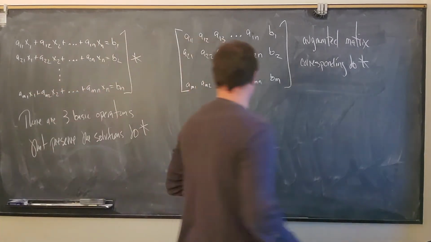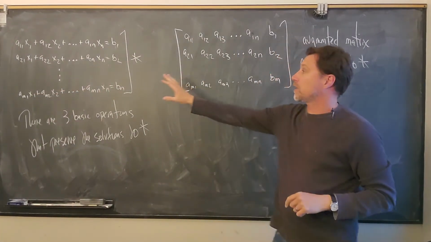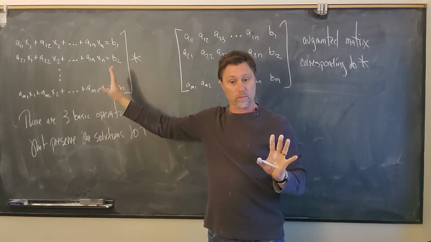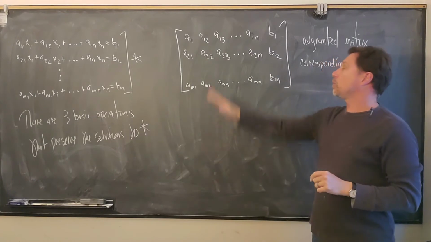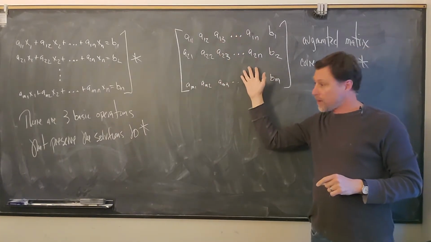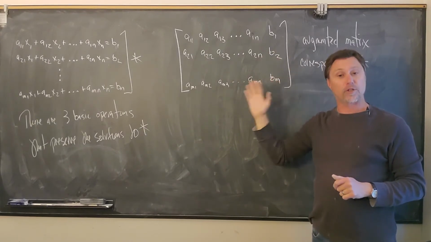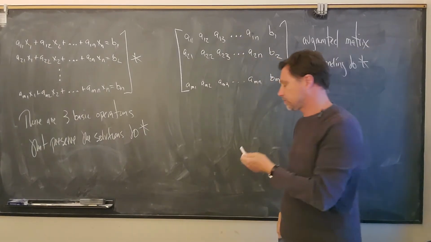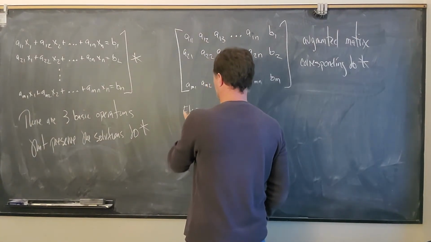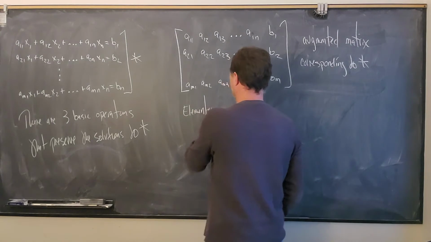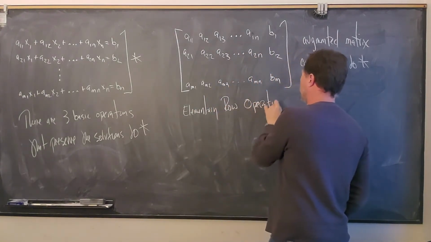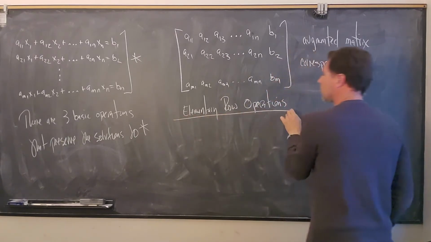Now, as we mentioned a minute ago, there are three basic operations that you can perform on this linear system that don't change the solutions. That will mean that there are then three corresponding operations that we can perform on the augmented matrix that will not change the nature of the solutions. And so I want to write these down. These are called elementary row operations.